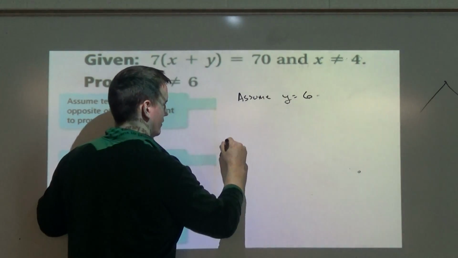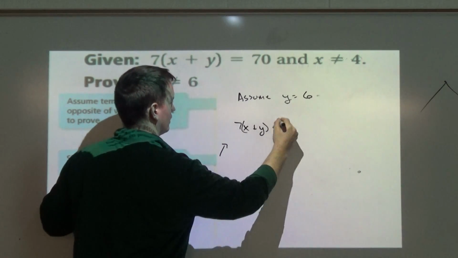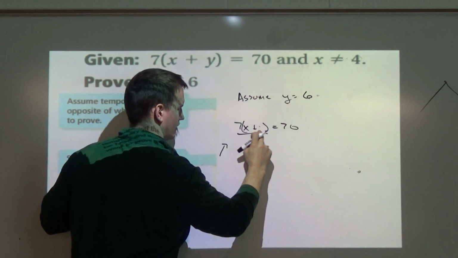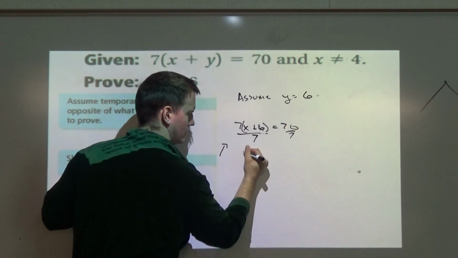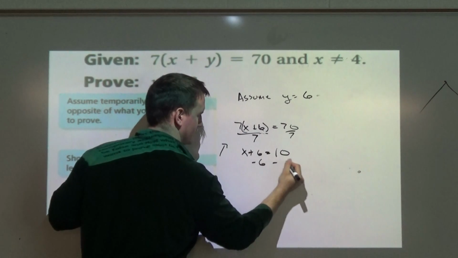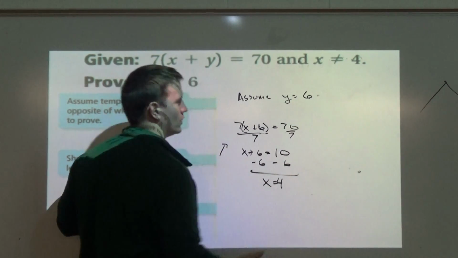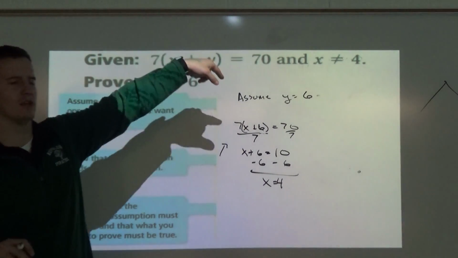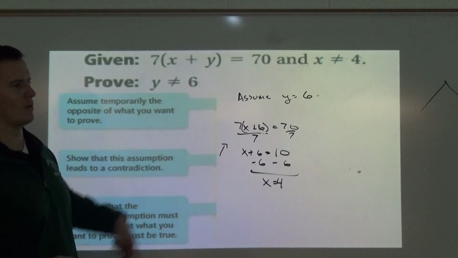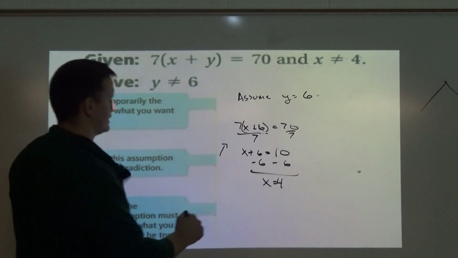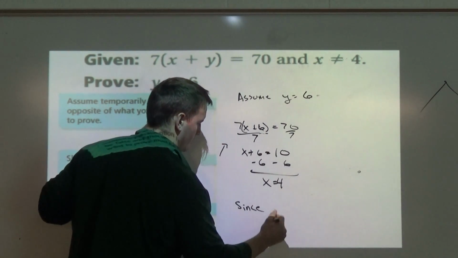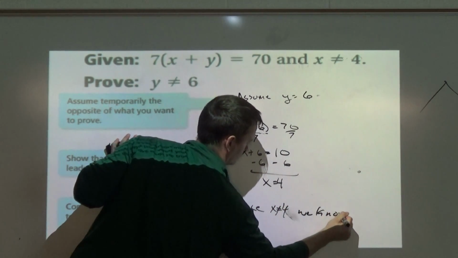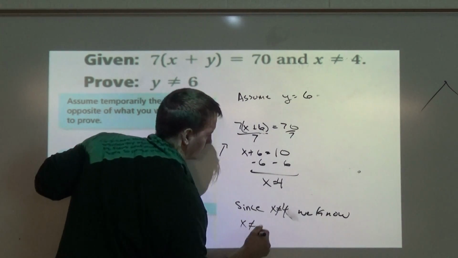Well, I'm going to start up here. 7x plus y equals 70. We're going to let y equal 6. I'm going to plug 6 in there. Sorry. Divide by 7. x plus 6 equals 10, minus the 6, x equals 4. Well, what do we know? We know that x isn't allowed to be equal to 4. So since that can't be true, and we know that's true if y equals 6, we can assume that y does not equal 6. Okay? Since x cannot equal 4, we know y does not equal 6.